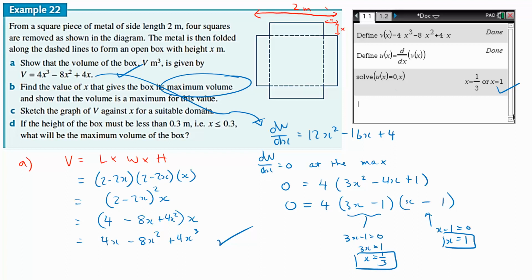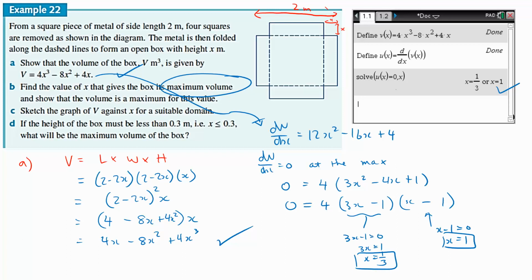It just tells me the stationary points are at a third and 1. But the problem is I don't know which one of those is a maximum, a minimum, or a point of inflection. So how do I find that out? Which one's the maximum? See, logically I know what the answer is because it's a positive cubic graph, so I know it has to be a third, but that's not the point. The point is to show. So how do I show?